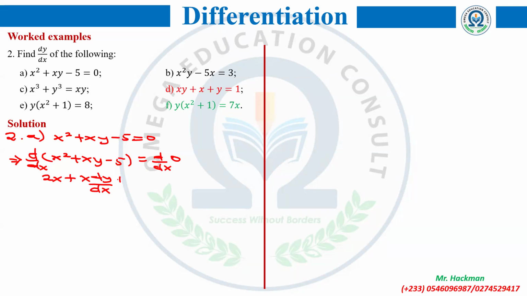Okay, then plus, you hold the y, then find d dx of what? Of x, which will give us 1. Are we in agreement? Sorry, let me pause, then do the needful.